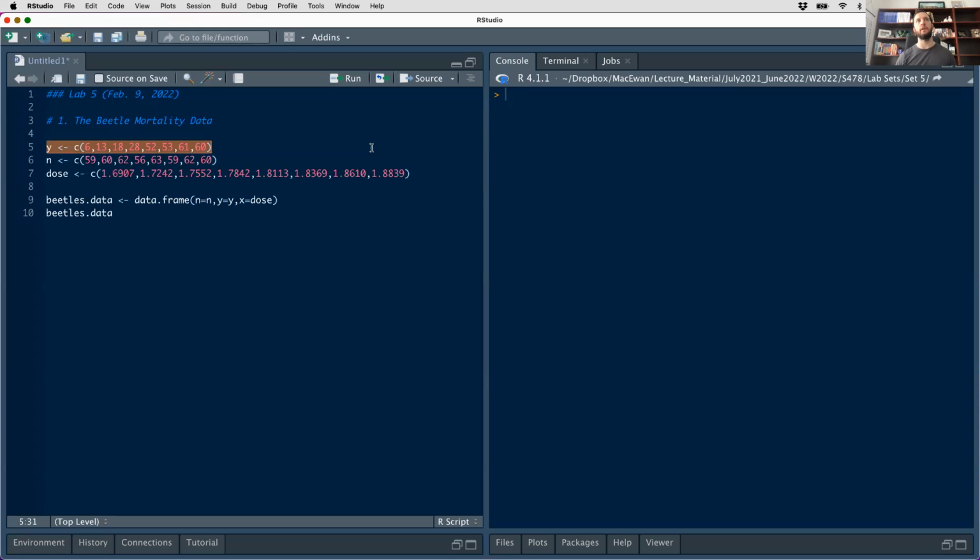Here I just have a vector Y, which is counting the number of deaths at each of the dosage levels. I have my vector N, which is counting the number of beetles that are exposed at each dosage level. And then I have the different dosages of carbon disulfide, and these are given on the log scale. I can leave these as vectors if I want to, and I can still fit the GLM to these vectors directly. Or I can turn this into a data frame using the data.frame function.